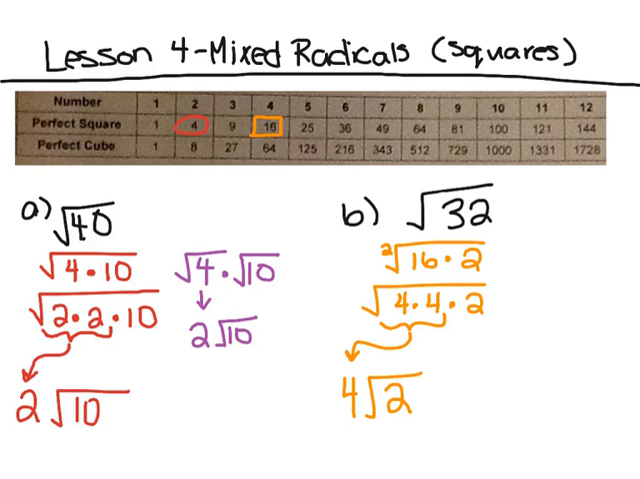Again, this is the same thing as saying the root of 16 times the root of 2. The square root of 16 is 4, and you leave the square root of 2.